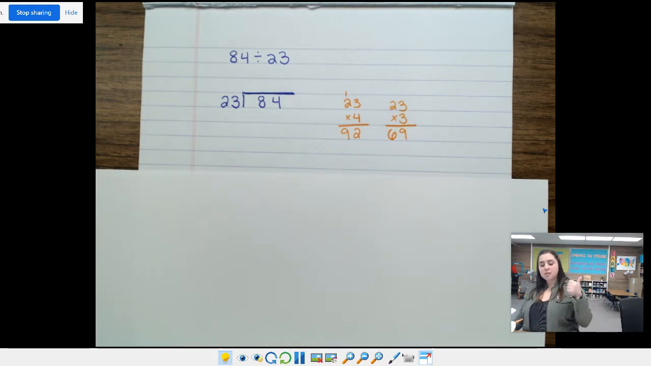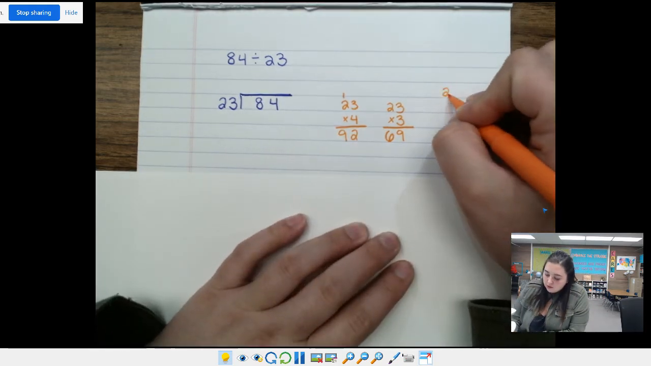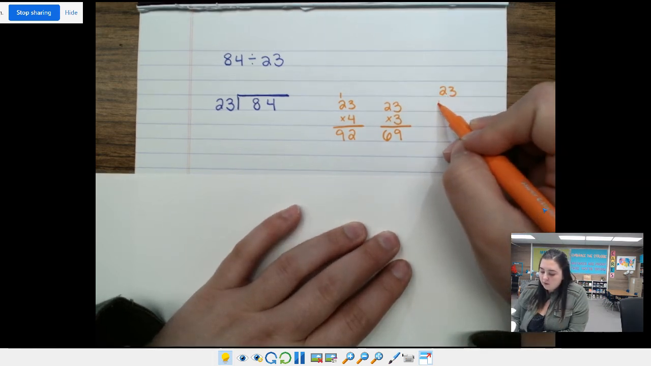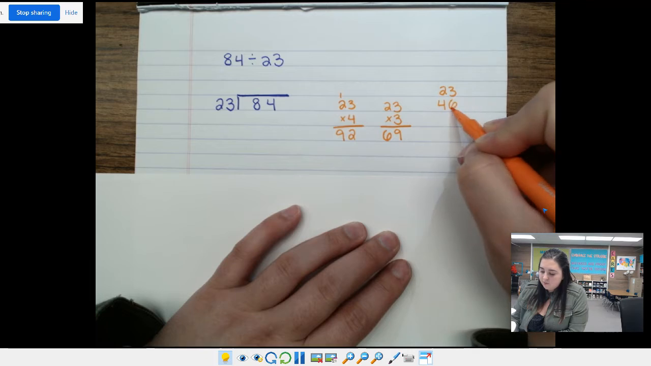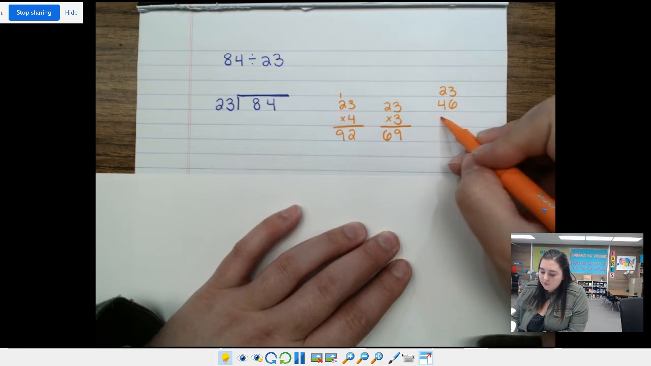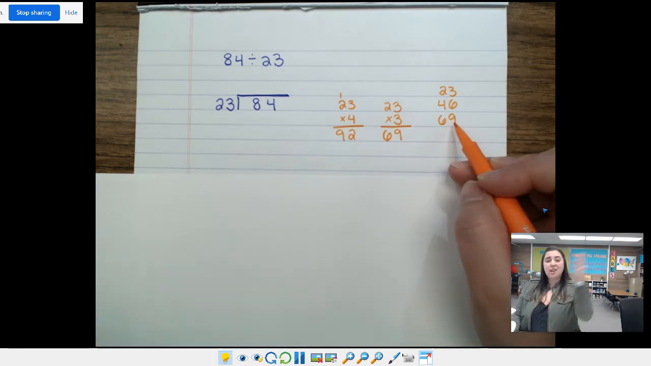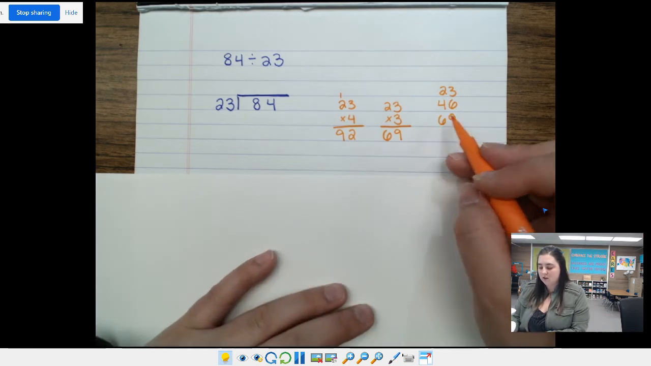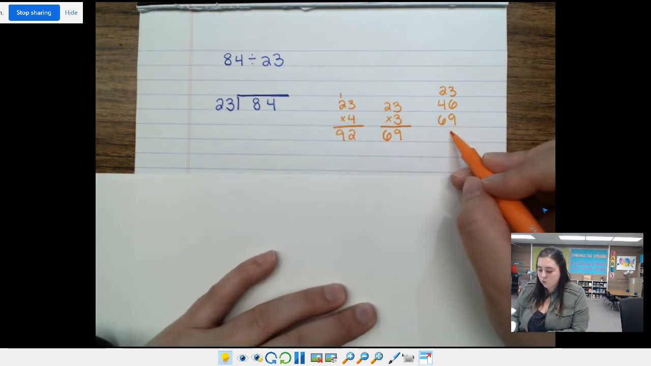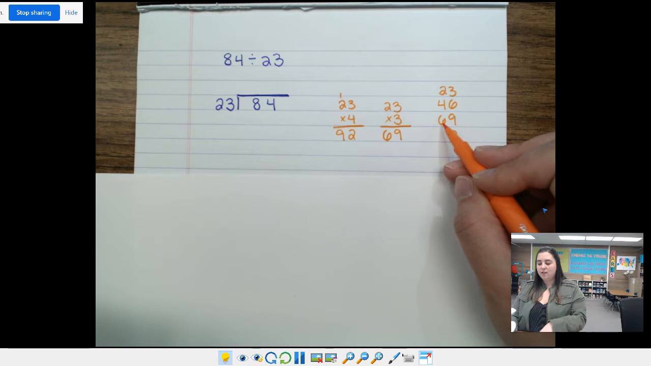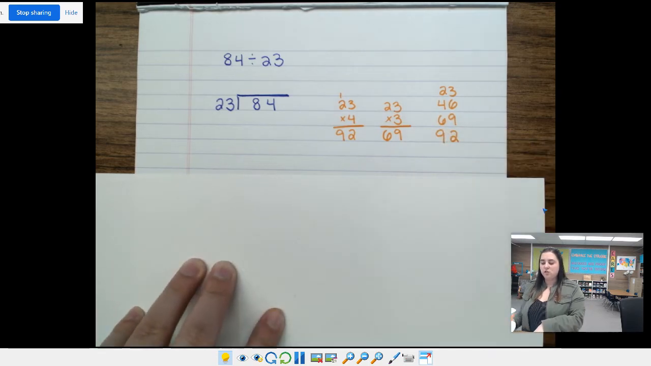And if you use the skip counting method, I'm going to start with 23, add 20, add 3, add 20, add 3. Actually, I'm going to start here because the 9 is going to go over into the next column. So I'm going to add 3. That'd be 12, which means that 6 is being turned into a 7. And then 7 adding 20 would be 92.